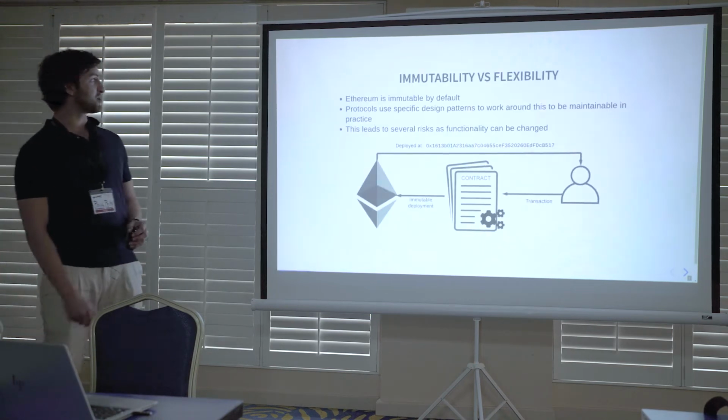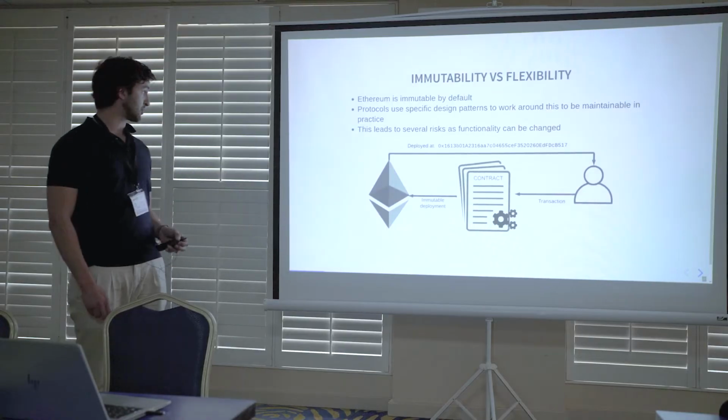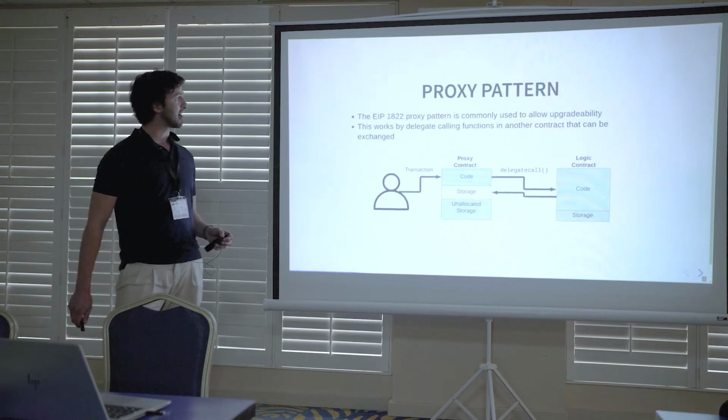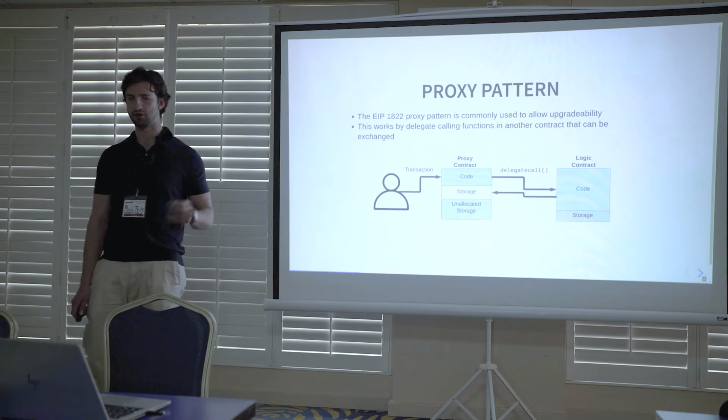So as we know, by default, Ethereum is immutable. You deploy something, the code can't be changed. But that obviously leads to some problems for protocols that want or need to be maintained. So many work around that by making their contracts upgradable. And we typically find two patterns of upgradeability. One is the proxy pattern, and one is what we call a contract setting pattern.